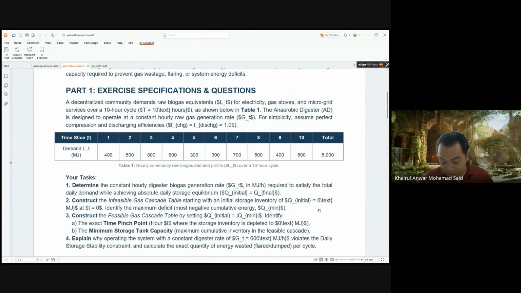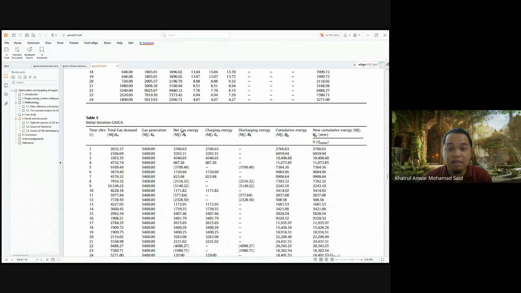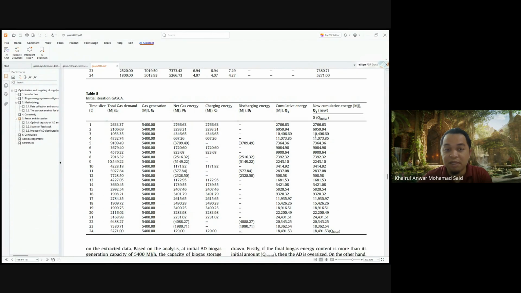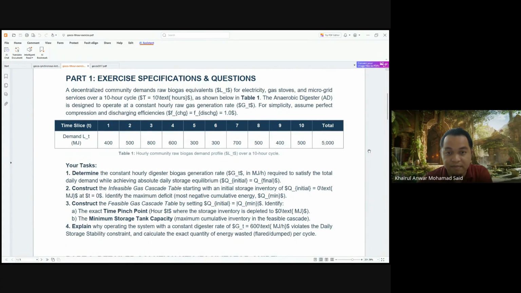Then you start calculating for NT, CT, DT, QT. So you do the first iteration, this is the initial iteration, based on Q initial equals to 0. Let's drop it. Use Excel. One is easy.